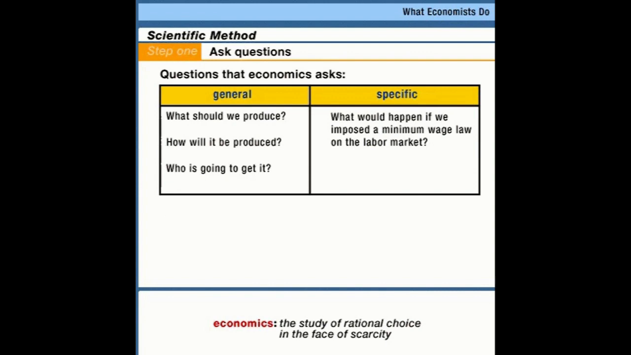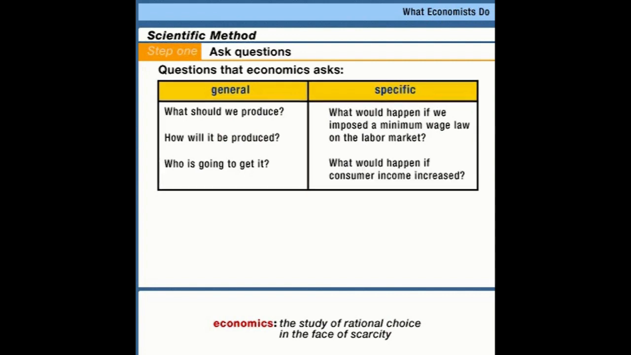What would happen if consumer income increases? Would it lead to more spending, or more saving, or something else? Ask the question, and the next thing you know, you'll find yourself at the second step of the scientific method. That is, you'll be building a model.